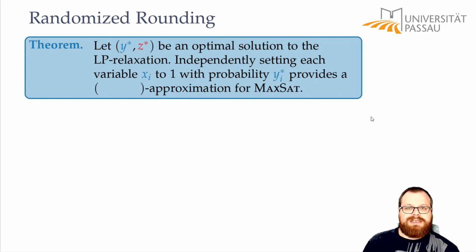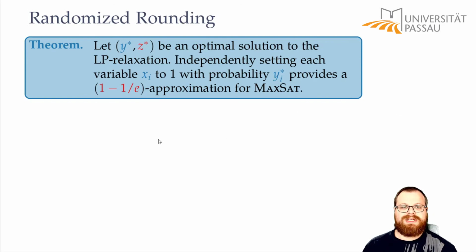And if we do this, then of course we get a valid solution, and the approximation factor we get is 1 minus 1 over e, which is about 0.63. So this is slightly better than the algorithm that we had before, where we only got 0.5. And in the next part, we want to prove that this approximation factor holds.